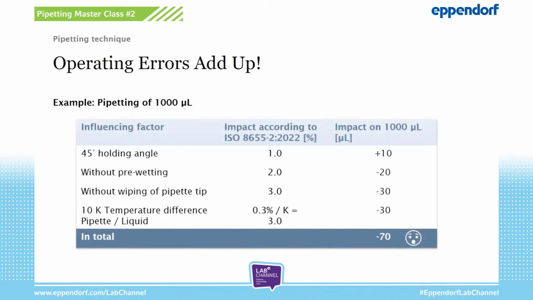And by the way, pipetting errors add up. Here's one example of the effects of a wrong pipetting angle, the incorrect pre-wetting, and incorrect wiping of the tip, and temperature differences between the pipette tip and the liquid. So the ISO 8655 describes the effects of the different factors, and I don't want to go into detail here, but the example here makes it quite clear that instead of the targeted 1000 microliter volume, 70 microliter less are pipetted due to the errors during pipetting. So depending on the experiment, this may certainly have an effect on the overall result.